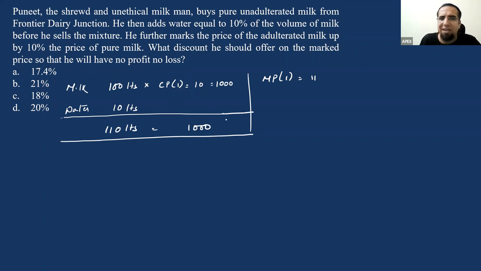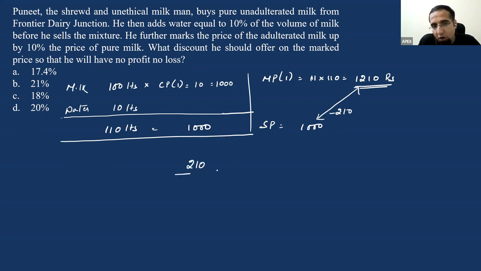Now, what is the total marked price? He has 110 liters, 110 into 11. So his total marked price becomes 1210. Now, if he is supposed to make no profit, no loss, that means the SP should also be equal to 1000 rupees, which means he has to offer a discount of how much, guys? 210 rupees. On a marked price of 1210 rupees multiplied by 100.